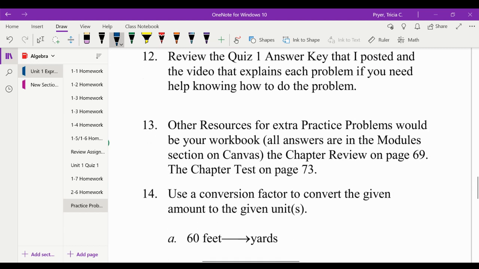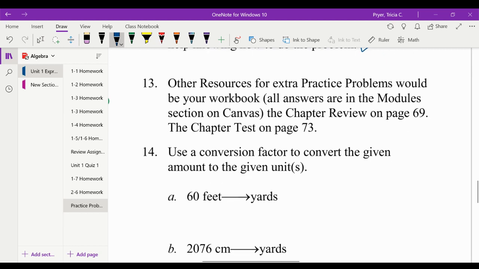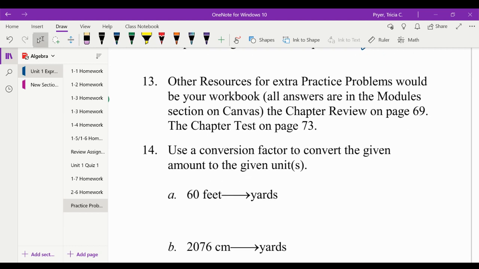All right, number 12, review quiz 1 answer key. It is posted now. It's right underneath the quiz. Other resources for extra practice problems are your workbook. This is what we talked about in class on Tuesday and Thursday. Again, all the answers are posted. You can also do the chapter review and the chapter test.